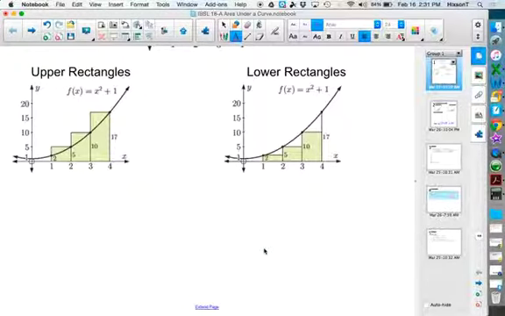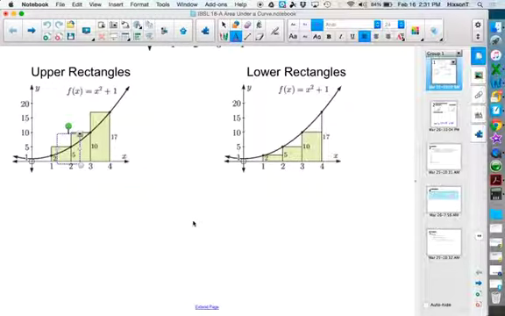Upper and lower refers to as we divide this region from x equals 1 to 4 into little rectangles, we're either using the upper side, okay, of that interval. Here, this side is below this side, so in this rectangle, we're going to make it using the upper side, the higher side. Okay? Or on this side, we have the same interval from 1 to 2. However, we're going to use the side that's lower.